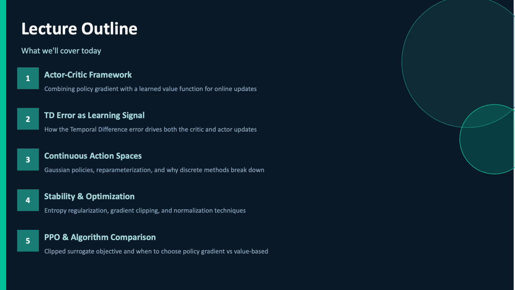The fifth section covers the practical engineering that makes all of this stable: learning rate choices, normalization, entropy bonuses, and PPO. We close with a comparison table that tells you when to reach for a policy gradient method versus a value-based one. By the end, you should be able to implement a working PPO agent from scratch.